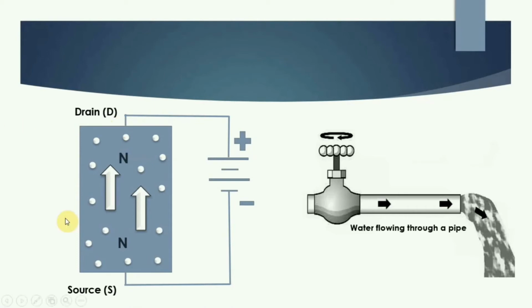The path through which electrons will be flowing is called channel, and here in this case the channel is made of N-type material. As we know, we use this knob to control the flow of water. Now let's see what we can do to control the flow of electrons in this case.